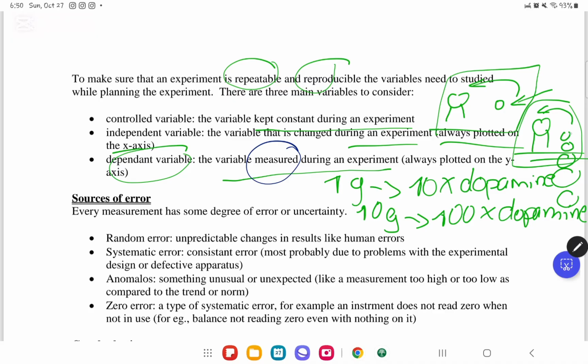As you increase this, for example, the dopamine will increase. So the dopamine in this case is the dependent variable. The independent variable is the amount or the mass of medication he's taking, and the controlled variable is, for example, that you're going to be using the same person, or you'll use two different people. One person takes the same thing but with the same size, to keep it constant.